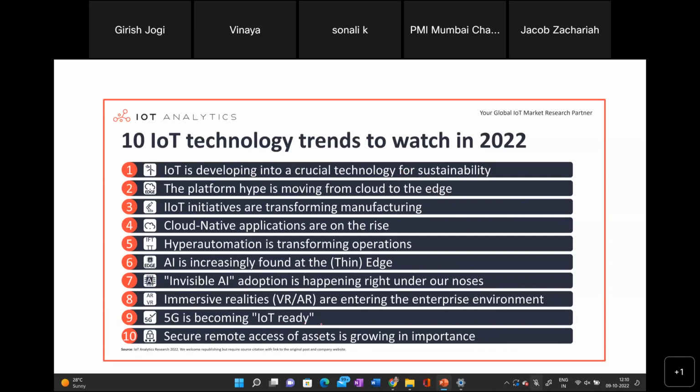5G is becoming IoT ready. So all these are the trends to watch in 22, or in the future of IoT applications.